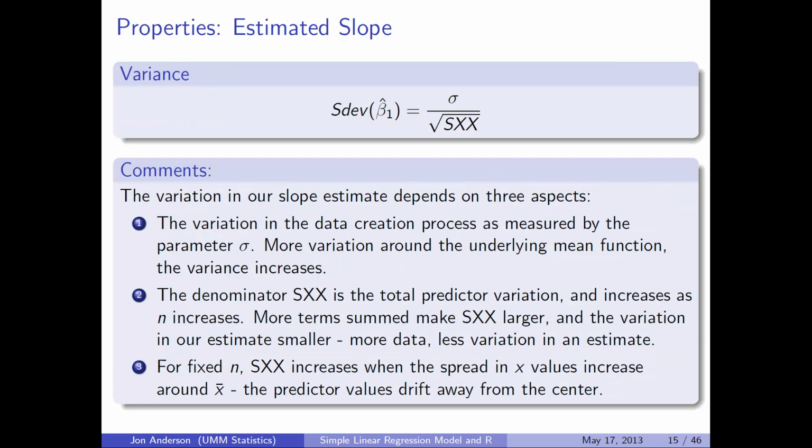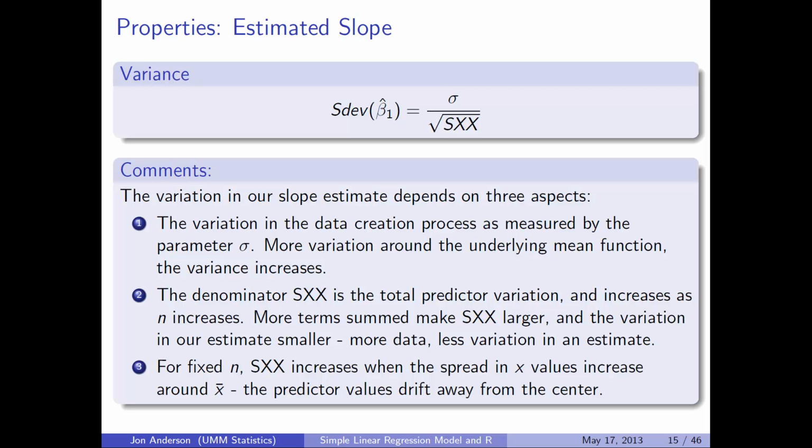The next slide, slide 15, tells us what the variation will be. And you will notice that this formula is always going to be a positive value. Sigma just represents how much variation the data generating mechanism has in the little e error terms, and the smallest that could ever be is 0. And the denominator, remember, is the square root of SXX, where SXX is just measuring the variation in the predictor values. And so the three bullets sort of tell you what you should be expecting to happen here.